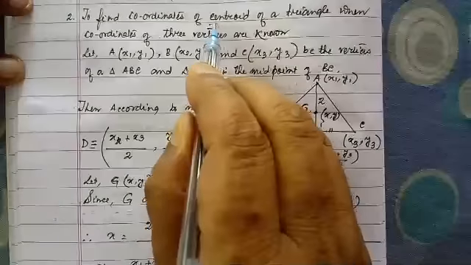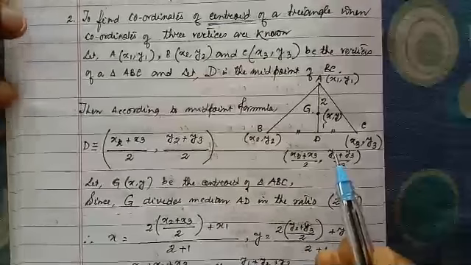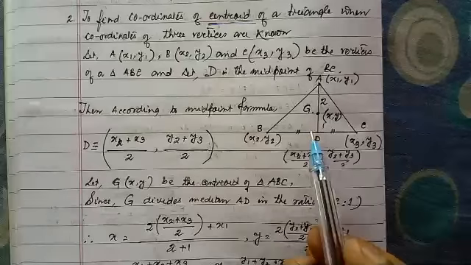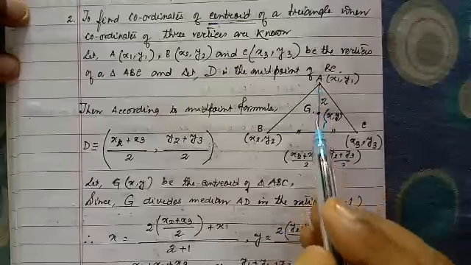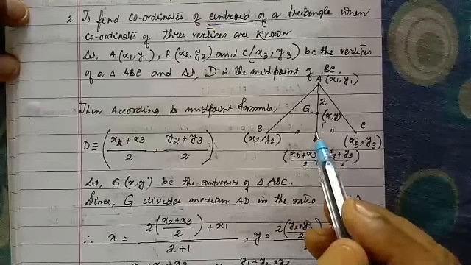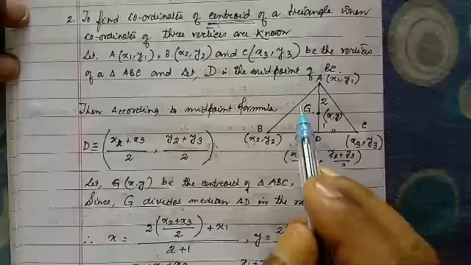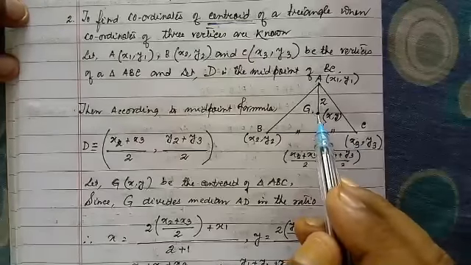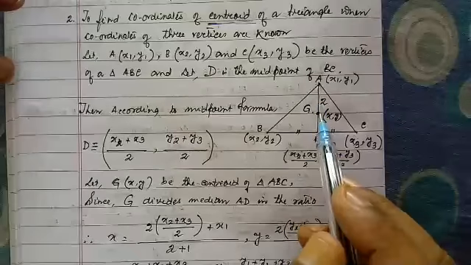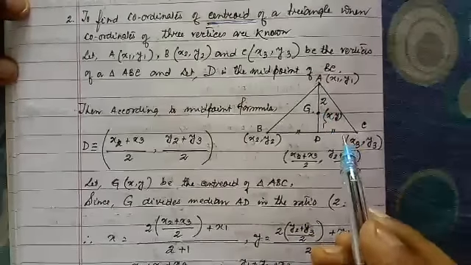We are going to find the coordinate of the centroid. What is the centroid? First we have to know about the median. The line segment joining the vertex and the midpoint of the opposite side is the median, and the point where all the medians of a triangle meet is called the centroid. The centroid divides each median in the ratio 2:1.